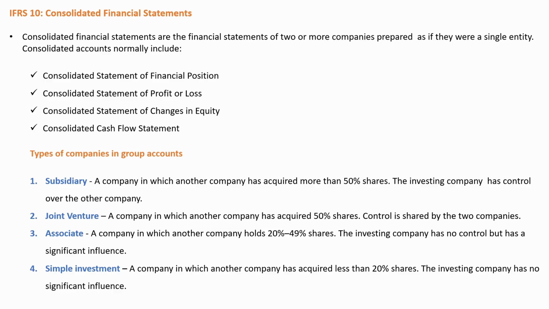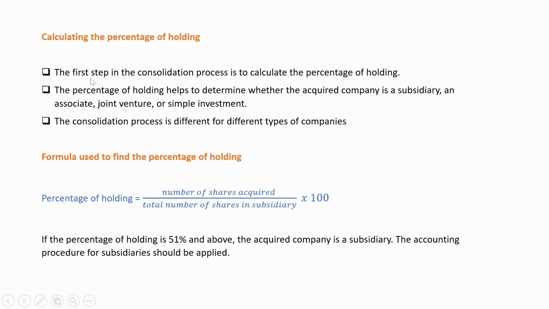When you want to prepare consolidated financial statements, we are going to see the steps you are supposed to follow. So here is the first step. The first step in the consolidation process is to calculate the percentage of holding. In the exams, most of the time they provide the percentage of holding, which means you don't have to calculate that. But if you have a question where the percentage of holding is not provided, you have to start by calculating that. You are going to be using this formula.